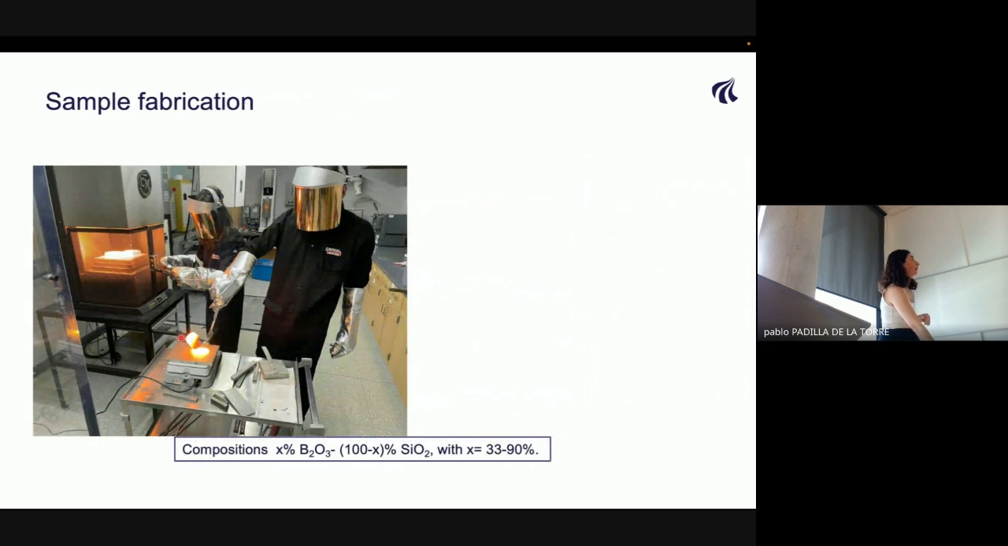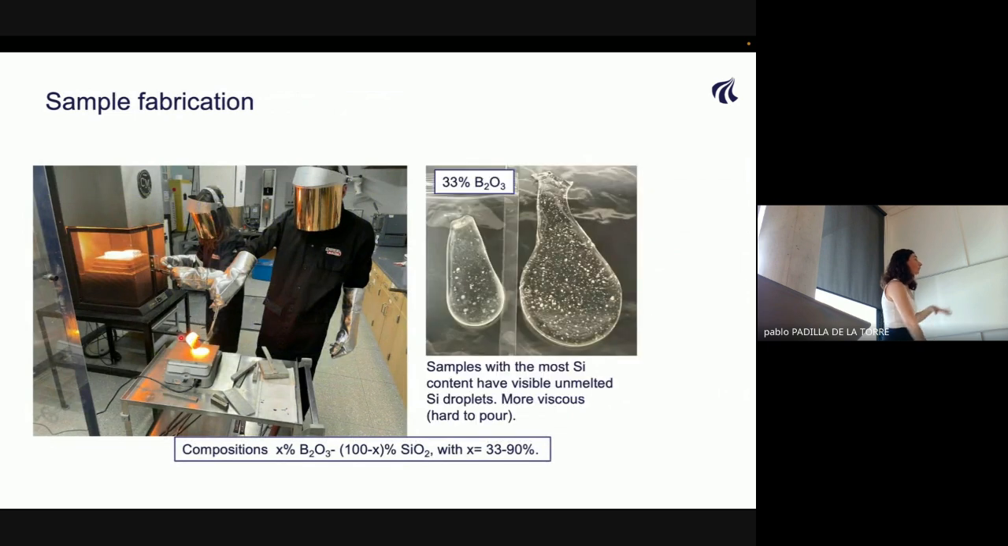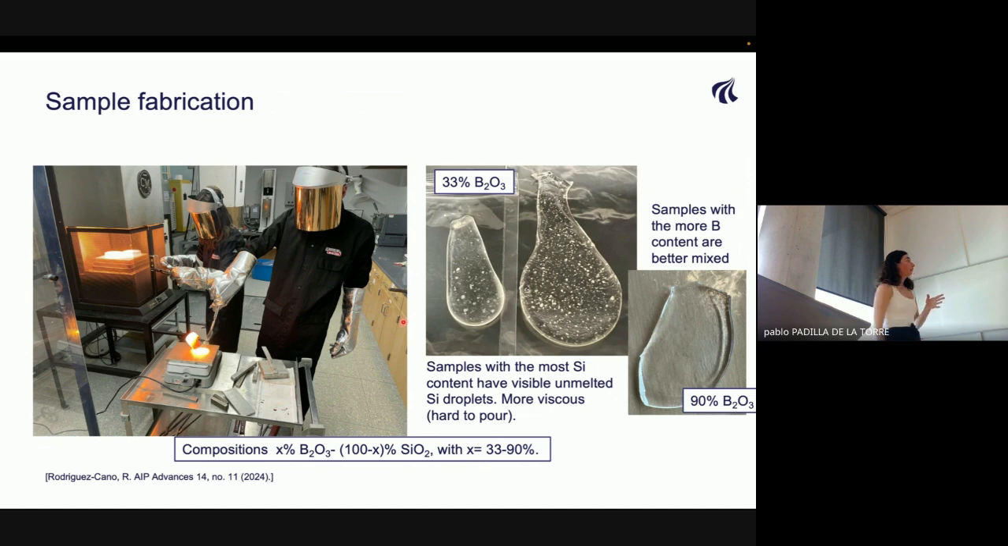And so we melted the powders, and then we poured it here. This is me closing the furnace, and we tried different compositions of boron. So we have 33% boron, and you can see the phase separation more clearly in that one. And then we have higher percentages of boron, and we can get these samples over here.